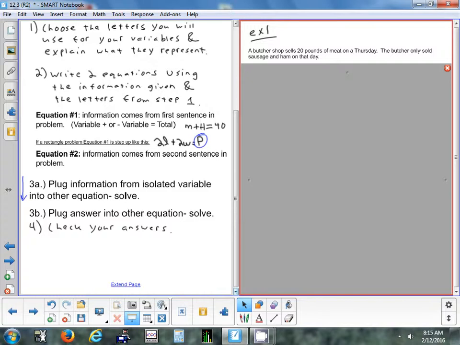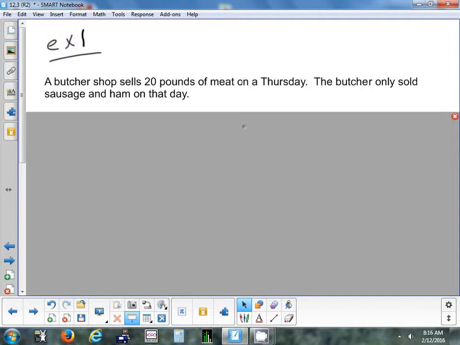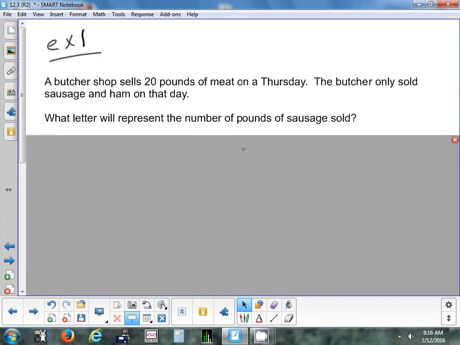All right, so example 1 is going to have to do with a butcher selling 2 different kinds of meat. So there's going to be our variables, the 2 types of meat. It says a butcher sells 20 pounds of meat. The butcher sold 2 kinds of meat, sausage and ham. So sausage and ham, that's going to be what we're thinking about when we want to pick letters for our variables.